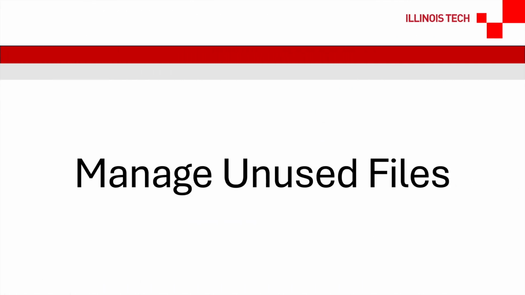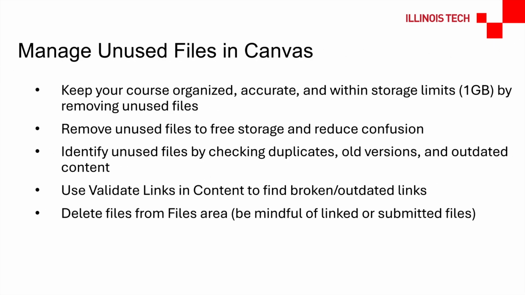Keeping your course files organized is another important accessibility best practice. Removing unused files makes it easier for instructors to manage course content and helps ensure that the students only have access to the materials they actually need. Regularly managing unused files is a simple way to keep your Canvas course organized, accurate, and easier for students to navigate. It also helps you stay within Canvas's 1 GB course storage limit.